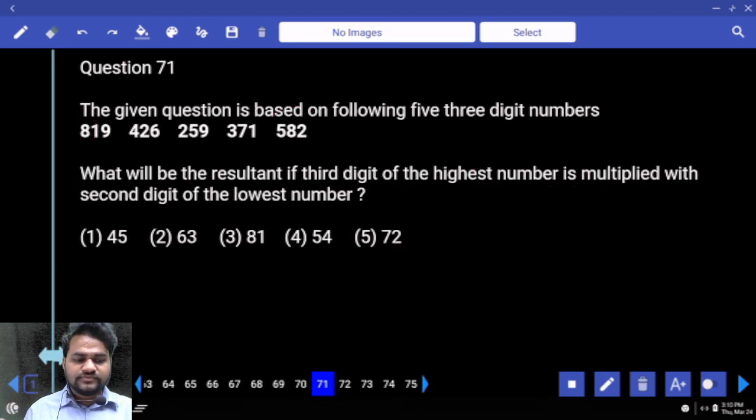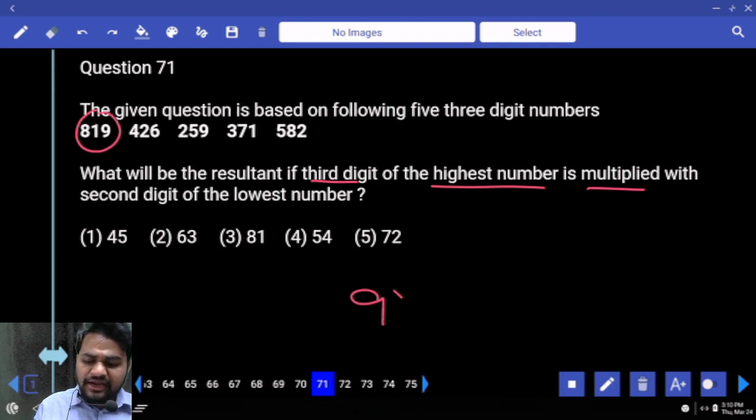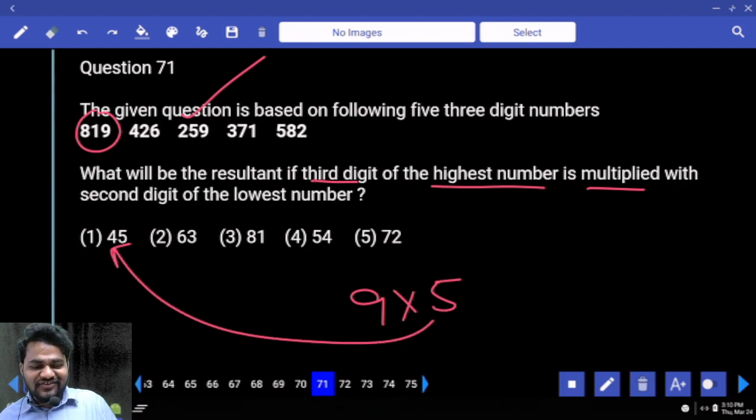Next, what will be the resultant if the third digit of highest number is 819, third digit is 9, multiplied with the second digit of lowest number is 259, second digit is 5. 9 into 5 is 45.